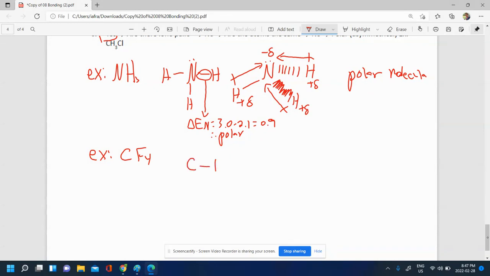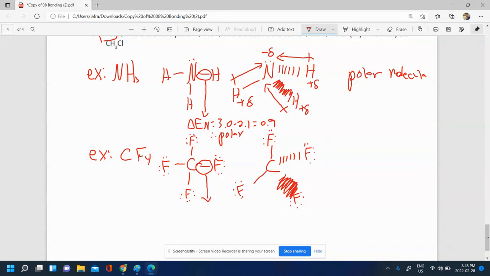So let's draw the molecule CF4 as a Lewis structure. Then we'll draw it as a VSEPR shape. It's a tetrahedral shape with 2 of the fluorines in the plane, and then 1 with a wedge coming out at us, and 1 with a dashed line going away from us. So we need to calculate the bond polarity between C and F. The delta EN is 4.0 minus 2.5, which is 1.5. So those are polar bonds.